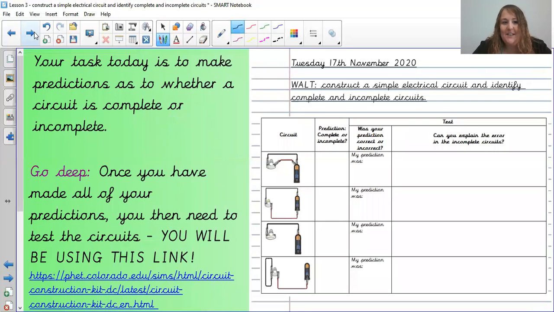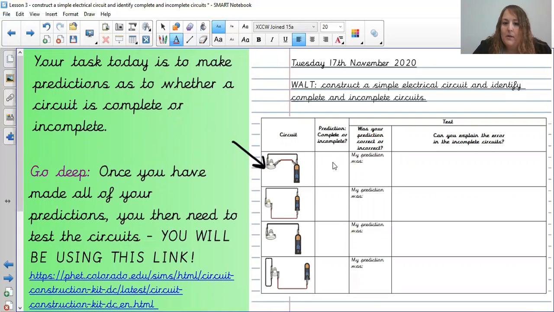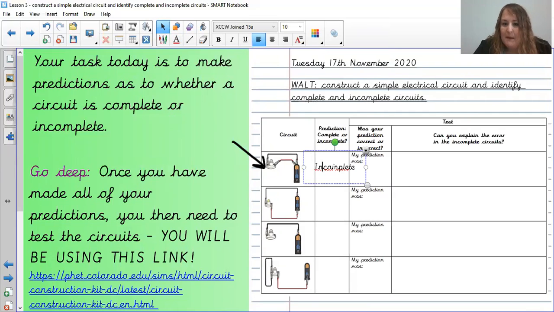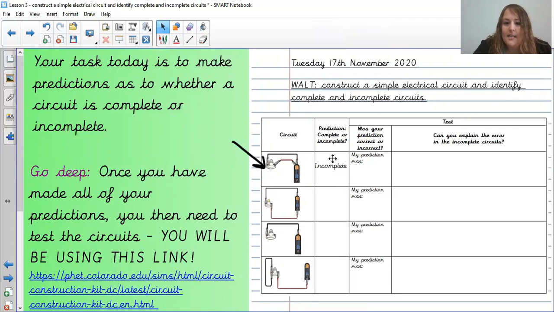This is therefore our activity from today, and your task is going to be to make some predictions as to whether a circuit is complete or incomplete. And you will notice that this first one on your sheet is the one that we have just done together. So you would write prediction complete or incomplete. So I think this is incomplete, and you will be able to make that a lot smaller to fit inside that box. It would also help if I spelled incomplete properly. So I think that's incomplete.